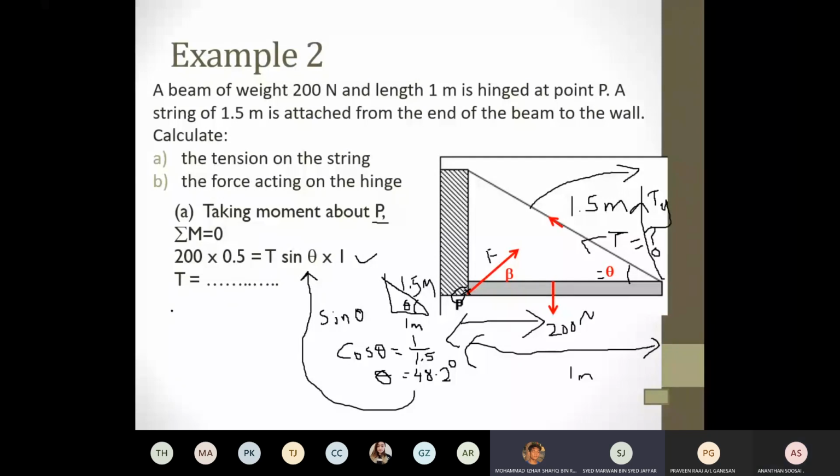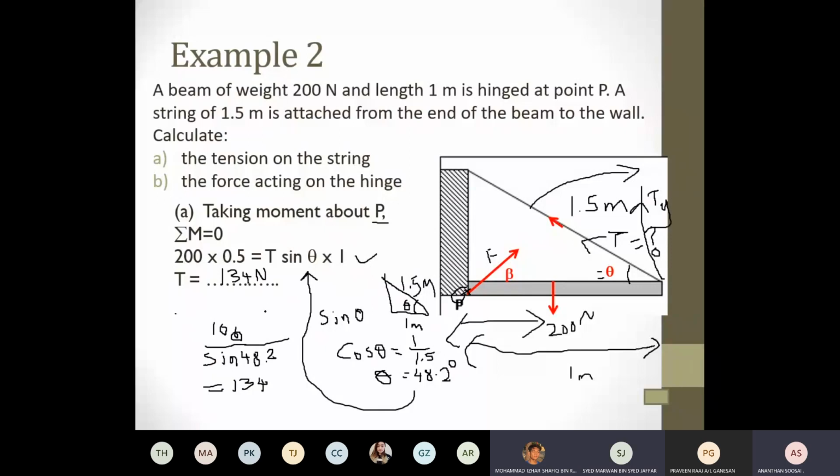Okay, for me, 200 times 0.5, so it's 100. 100 over sine 48.2. What do you get? 134. Good. So it's 134 Newton.